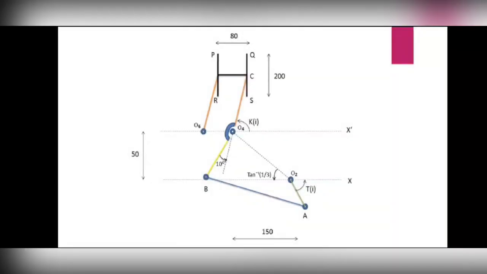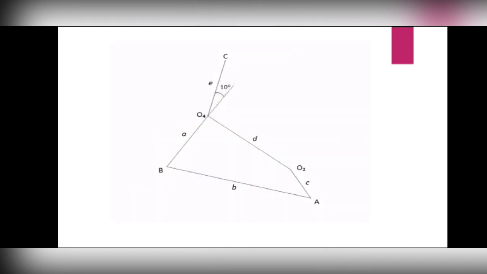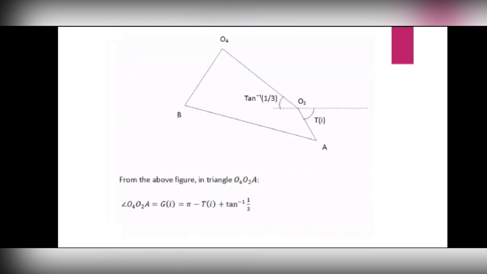And now let's discuss the synthesis of this mechanism. You can see this is the mechanism, and this is the simplified version of this mechanism, and you can see it's a 4-bar mechanism. In this figure we have to find the angle O4O2A, and you can find this angle by the equation g of i equals pi minus t of i plus tan inverse 1 by 3. You can see this angle t of i and this angle made up pi, and you can find the angle O4O2A by the equation pi minus t of i plus tan inverse of 1 by 3.